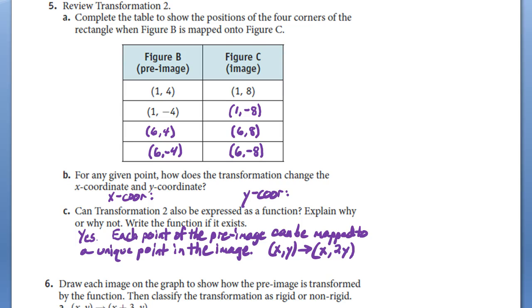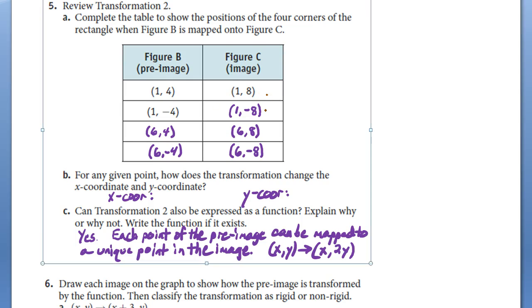I've taken those observations and written it using algebra. Let's try this again back on that original picture and look at transformation 2. So we have question 5. A. Complete the table below to show the positions of the four corners of the rectangle when figure B is mapped onto figure C. So here are the four corners of the rectangle in figure B. When it was stretched vertically, here are the ordered pairs for the four corners.